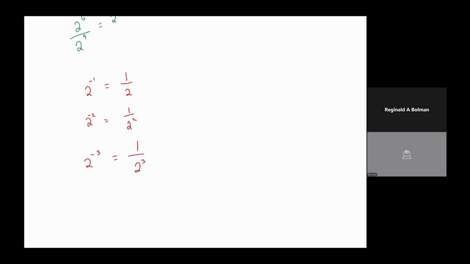Well, if we permit ourselves to, instead of writing 1 over 2, write instead 1 over 2 to the 1st power, it becomes very evident what the pattern happens to be. We are essentially flipping the number into the denominator and raising it to a power. In fact, that's exactly what we're doing. And it's for this reason that we call 2 raised to the negative 1 an inverse of 2.